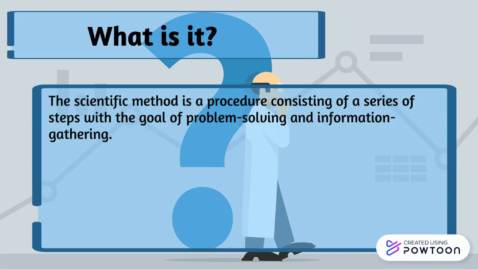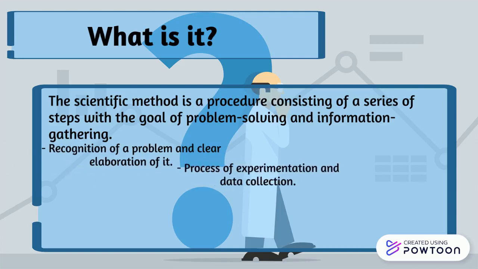The scientific method is a procedure consisting of a series of steps with the goal of problem solving and information gathering. The scientific method begins with the recognition of a problem and a clear elaboration or description of the problem itself. A process of experimentation and data collection then follows. The final step consists of the formulation and testing of a hypothesis or potential solution and conclusion. In simple terms, the scientific method is a way for scientists to study and learn new things.